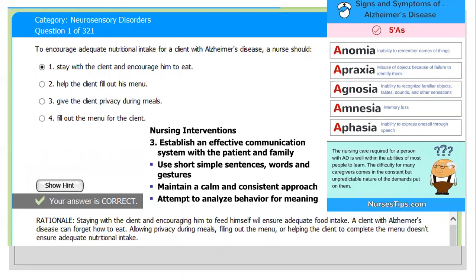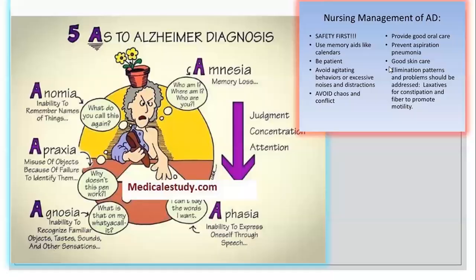A stands for apraxia. Apraxia means misuse of objects because of failure to identify them. Also agnosia. Agnosia means inability to recognize familiar objects or inability to recognize taste, sound, and other sensations. Also, the patient develops amnesia, meaning memory loss, or aphasia, meaning difficulty talking, inability to express one's thoughts or speak. So these are the 5 signs and symptoms, an easy way to remember.